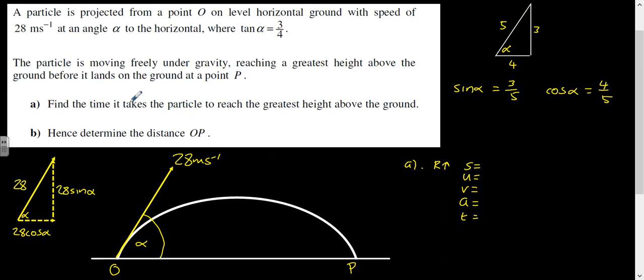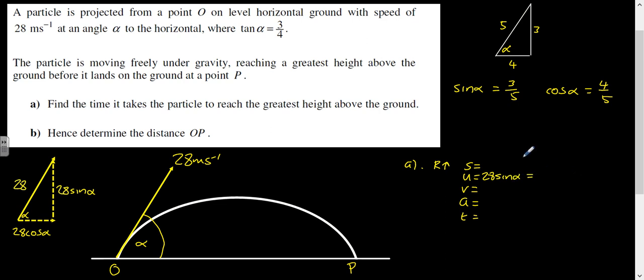So, find the time taken to reach the greatest height above the ground. The displacement vertically then is not anything that we're interested in. We're not asked to calculate the height. We're just told it reaches its greatest height. So we're not interested in the s. The u is the initial velocity vertically, which is given by 28 sine alpha.